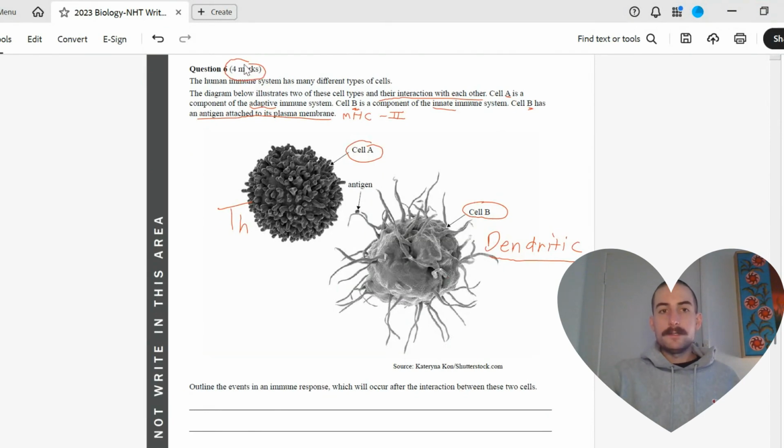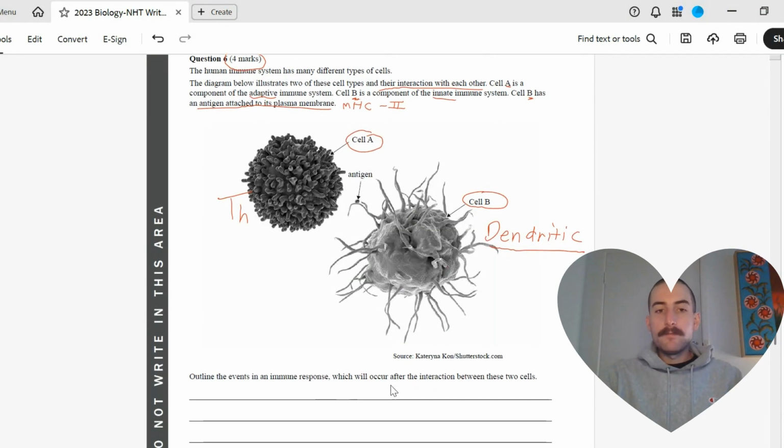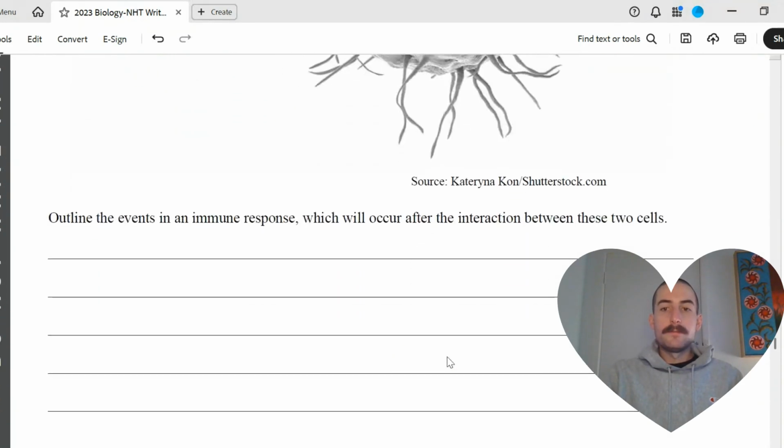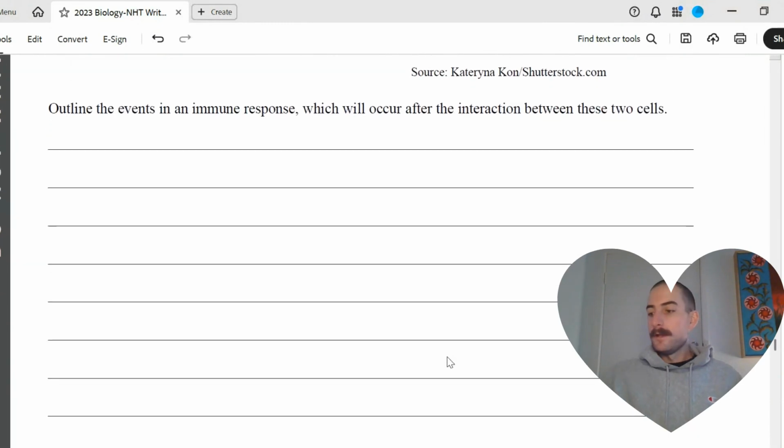So it's a 4-mark question asking us to outline the events in an immune response which will occur after the interaction between these 2 cells. And again, we've got a cell A and B, and it's saying what will occur after the interaction. So after the interaction, the APC, the dendritic cell, has presented to the T helper cell. So we might be saying what happens after. We can't be talking about the presentation there to the T helper.